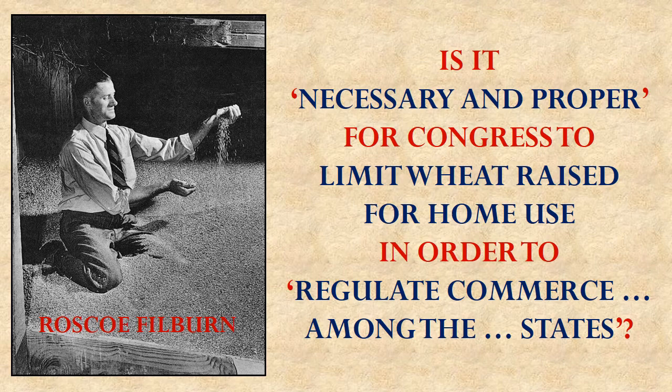It was not being moved over state lines. So Roscoe Filburn argued that it's simply not commerce in any way, shape, or form. Commerce involves trading things, and the Commerce Clause specifically says Congress can regulate trade that's going across state lines, in other words, among the states. So he said, as long as this wheat is just sitting on my farm and I'm not selling it to anyone, it can't possibly fall under Congress's power to regulate commerce among the states.